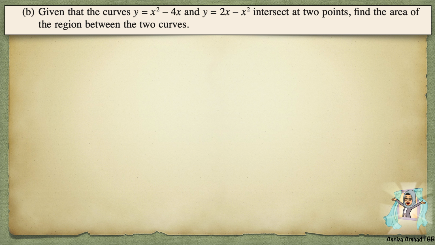Let's sketch our graphs. So we have the quadratic y equals 2x minus x squared, and we have another quadratic y equals x squared minus 4x. So we have two graphs. Now the area between the two curves.